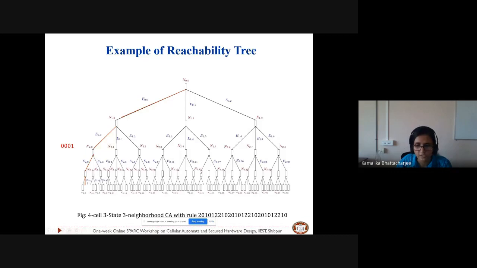And whatever nodes we are having, whatever paths we can complete from root to leaf, those will be the reachable configurations. So this reachability tree at a glance will give you the non-reachable configurations. If there exists any non-reachable configuration, that means the tree will be incomplete, and in that case it will be irreversible.